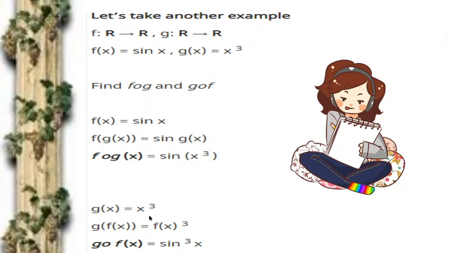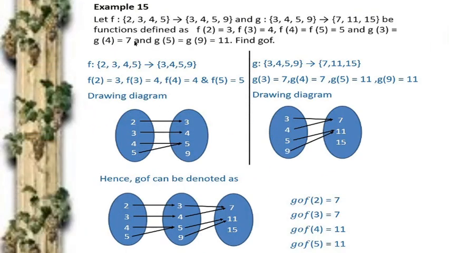Now we have to find gof. g(x) is x cube, given, and gof means g of f(x). In place of x, we will write f(x) now. So we will write f(x) there, f(x) whole cube. And what is f(x)? f(x) is sin x. So sin cube x is gof(x). Let's take one more example here.